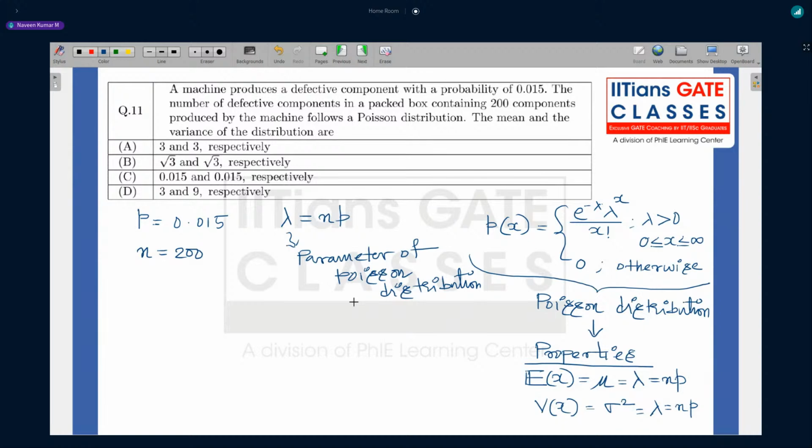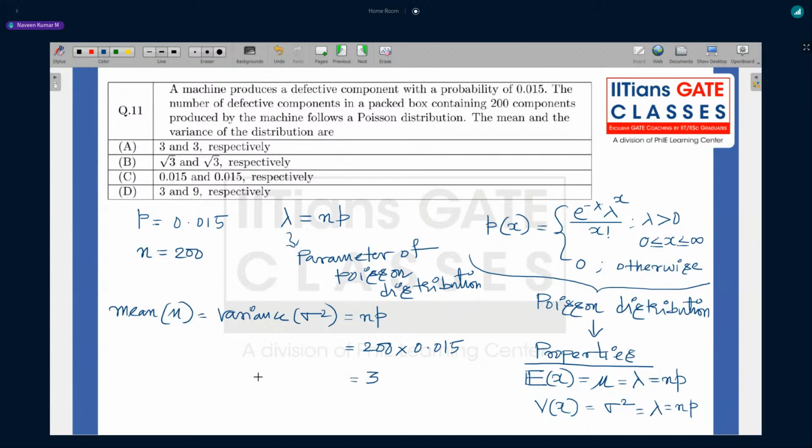And in the exam, you can solve it in 30 seconds if you know the formula. That is n into p. That's it. So here I can write mean mu is equal to variance, that is sigma square, is equal to n into p. We have been given both the values, that is n 200 into p, that is 0.015. Just multiply these things. It is 1.5 into 2. I think it is 3.